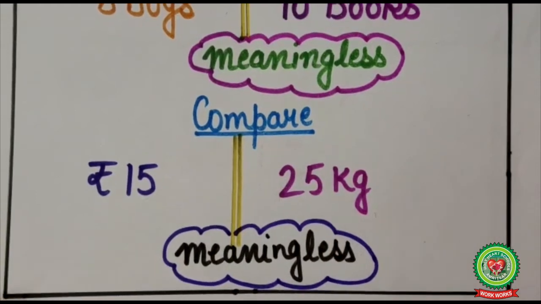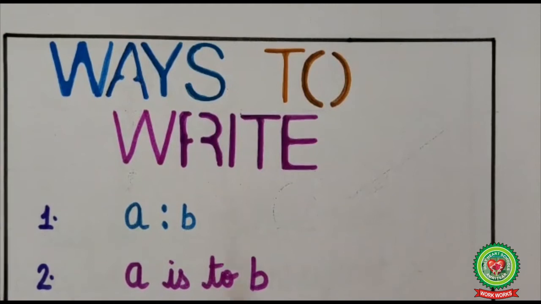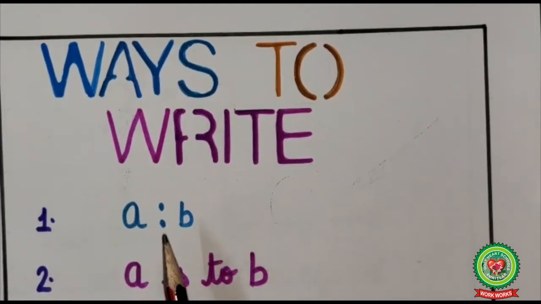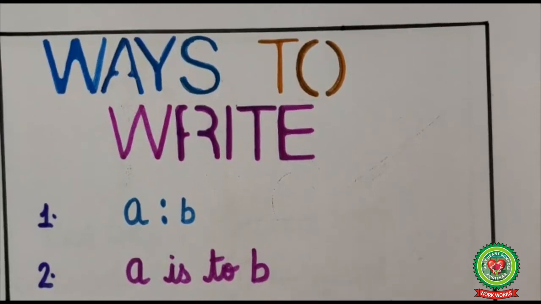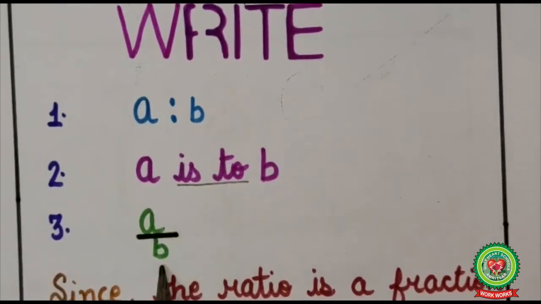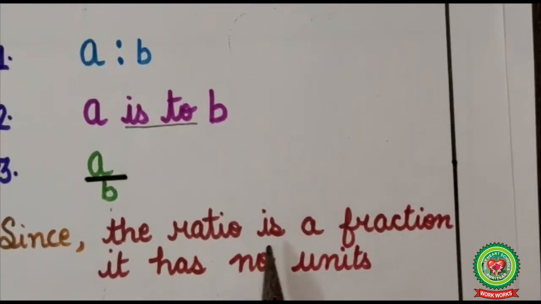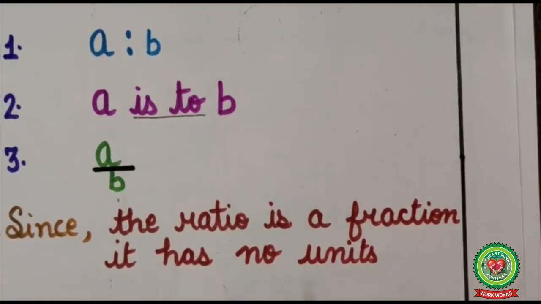Now, there are three ways to write a ratio. First one is A ratio B. As you know, this symbol represents the symbol of ratio. We can also write it as A is to B. Here, "is to" also means ratio. And the third one is A upon B. From this way, you are able to understand that a ratio is a fraction, so it has no units.